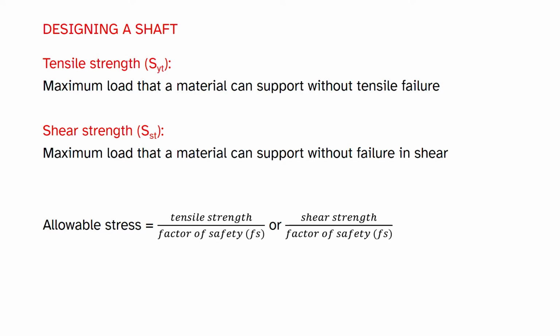Also, we do not want to allow the stresses in our shaft to develop fully up to the values of tensile or shear strength. So we reduce them by a factor and call it the allowable stress. Allowable stress is the limit of stress that is allowed in a particular part, and this is the value that is used to design the shaft.